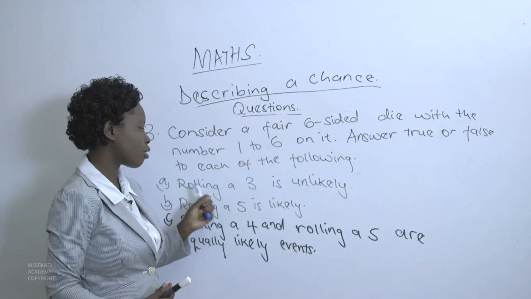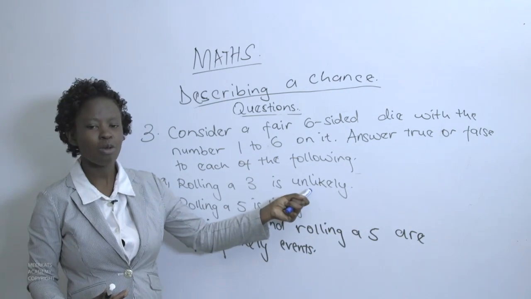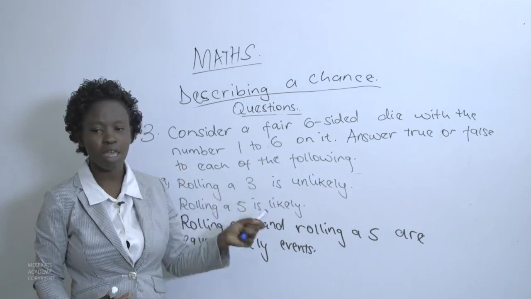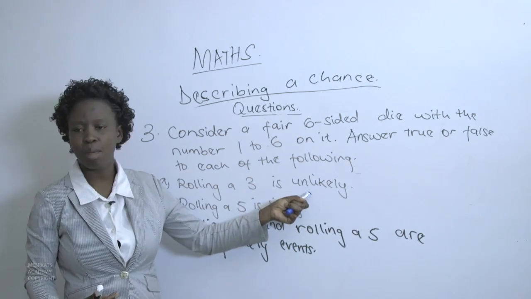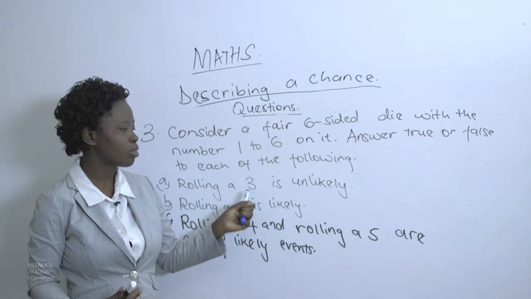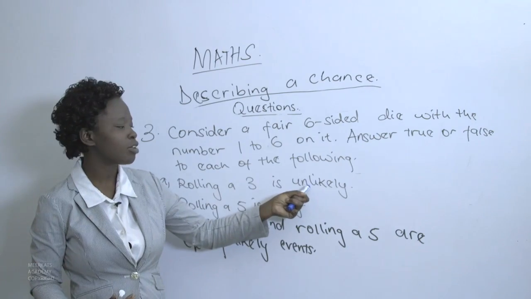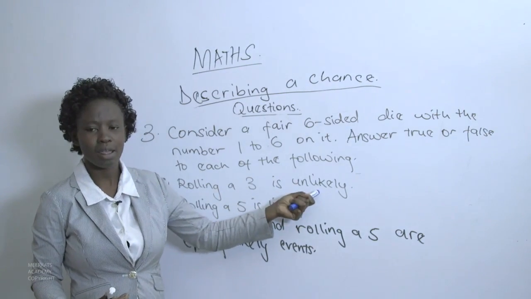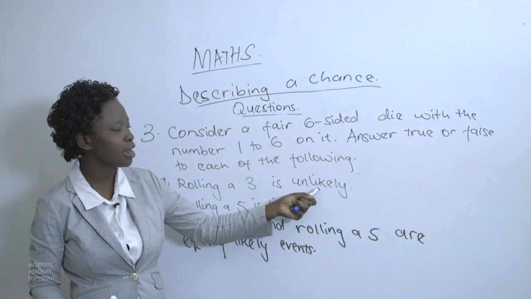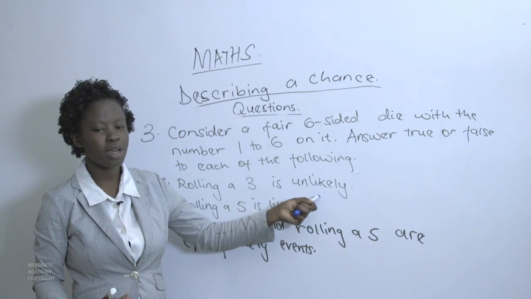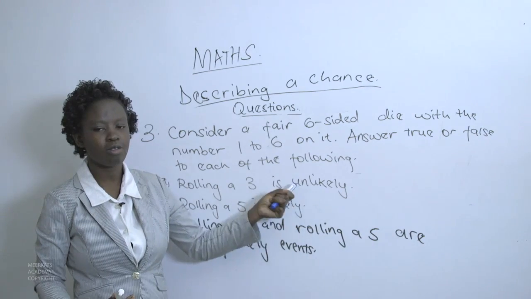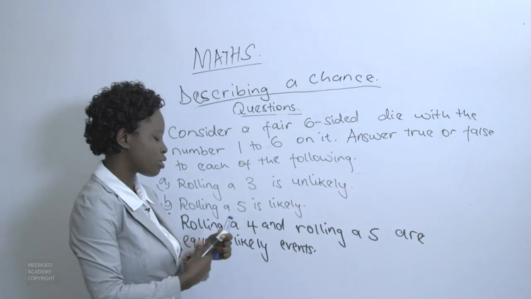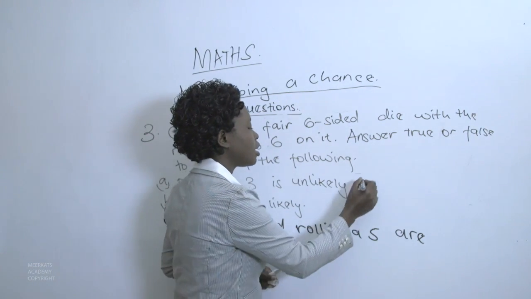So we are being asked, rolling a 3 is unlikely. Since the chances of getting that 3 are minimal, it means this statement is true. Rolling a 3 will be unlikely, because unlikely is used when we have very minimum chances of that event occurring. So we say that the first statement is true.